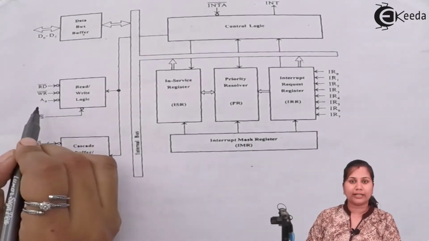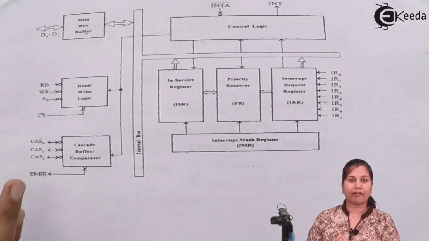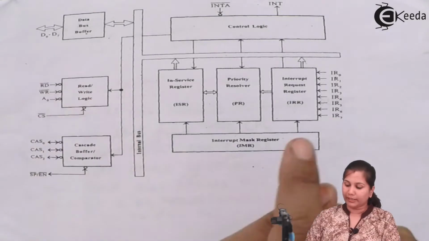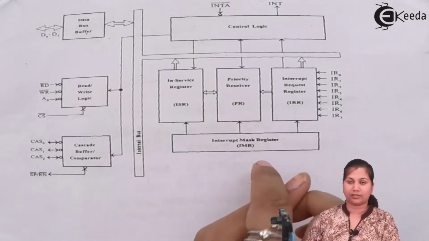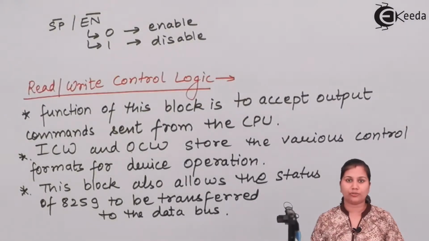At this A0 address line, this is used to write the control words in the control registers. So this will be used for the various modes of operation of 8259. So this is the function of the read and write logic block. Okay, so this was the read and write control logic.